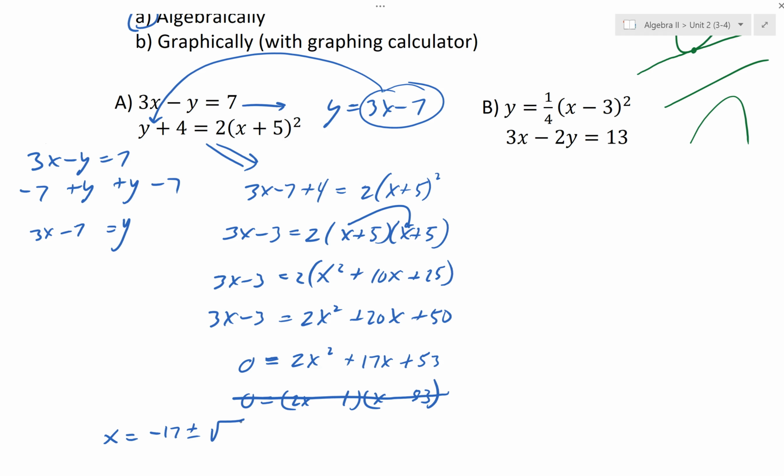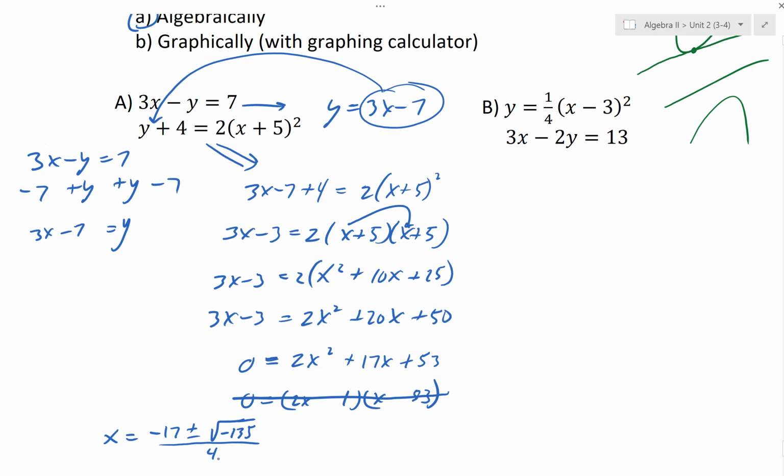What's the discriminant? What's the inside when you do b squared minus 4ac? 17 squared minus 4 times 2 times 53. And what is that? 289 minus 424, which is negative 135. Okay? Over 2a, which is 4.